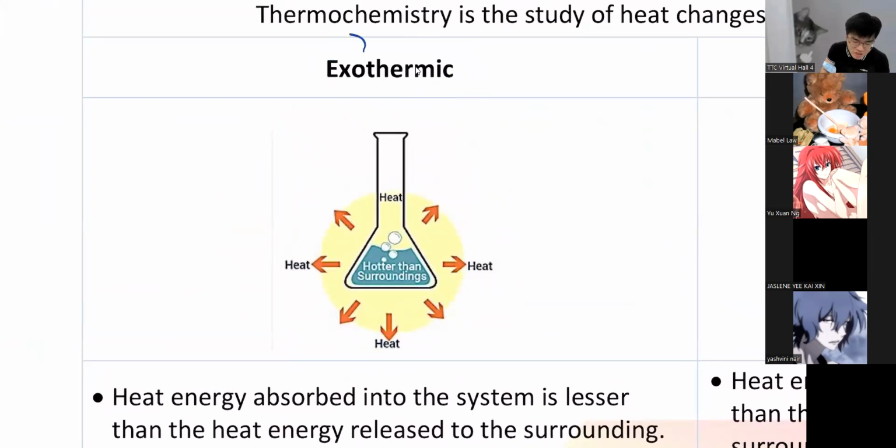What does it mean by exo? It's not the boy band. Every year when I say EXO, girls will get excited for no reason. Okay, this is not the boy band, guys.